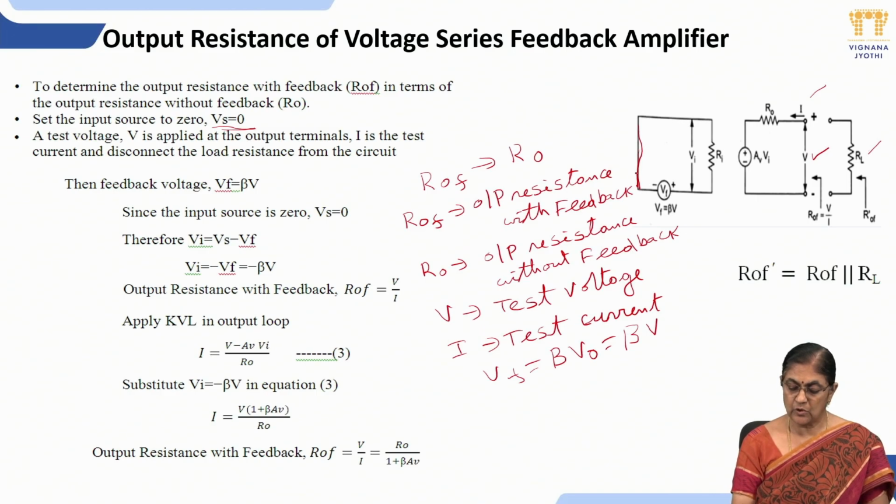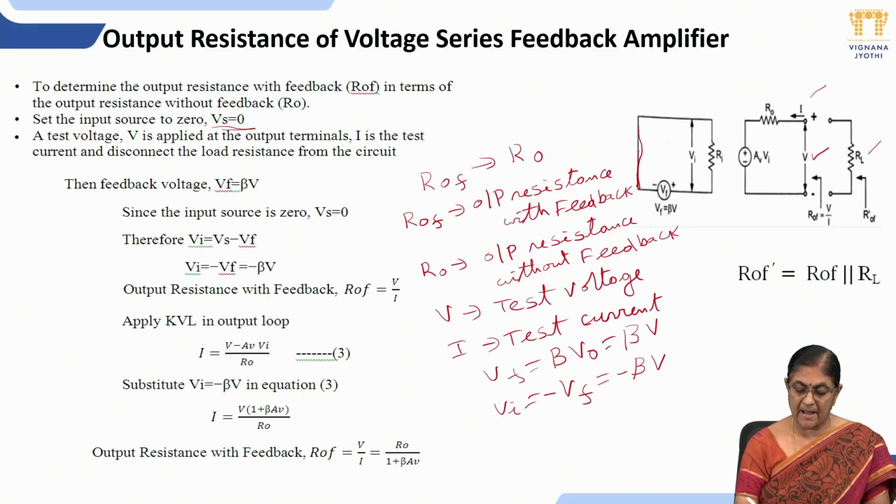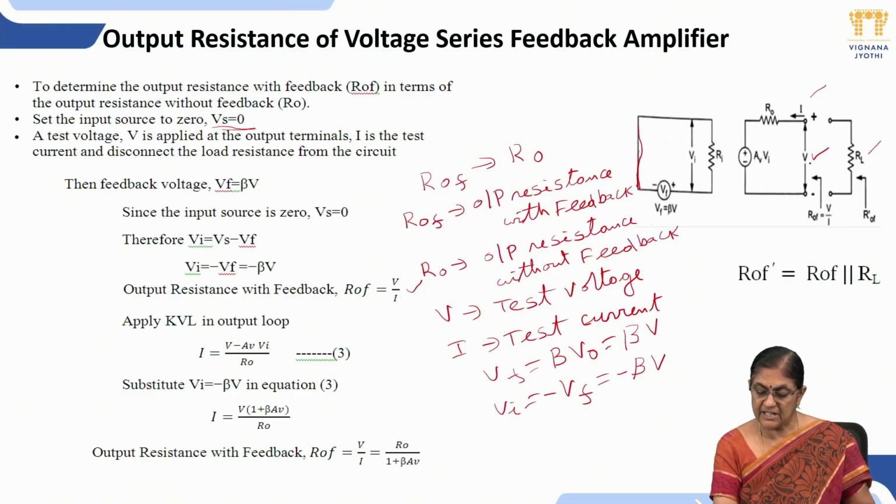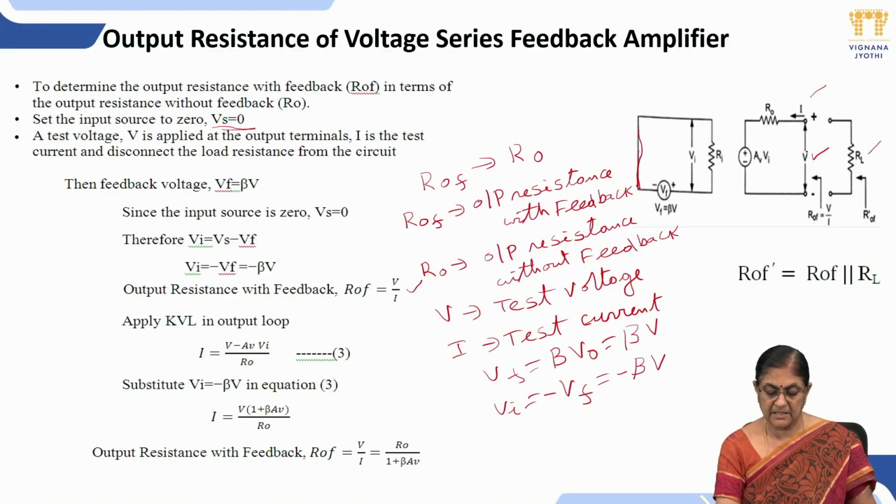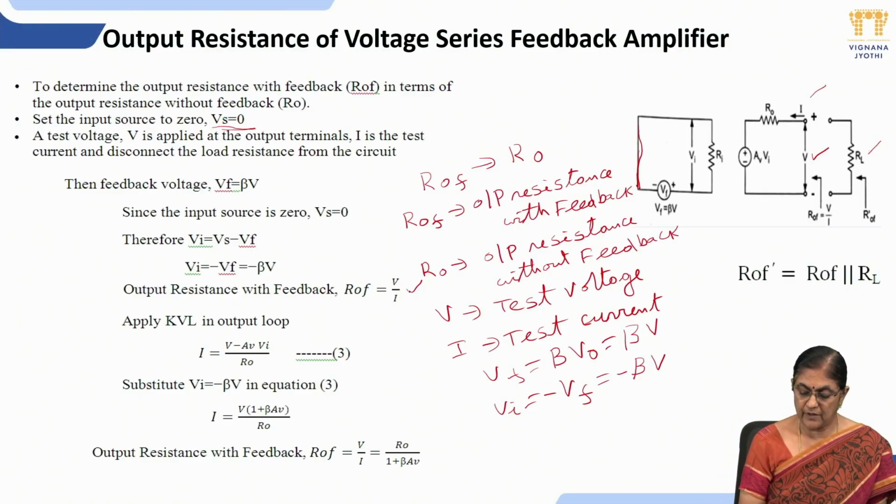By setting the voltage source to 0, what is the expression for Vi? Vi is equal to minus Vf. But Vf is equal to beta V. Then Vi is minus beta V. What is the expression for output resistance with feedback? R0F is the ratio of test voltage to test current. That means the ratio of V to I when Vs is equal to 0.